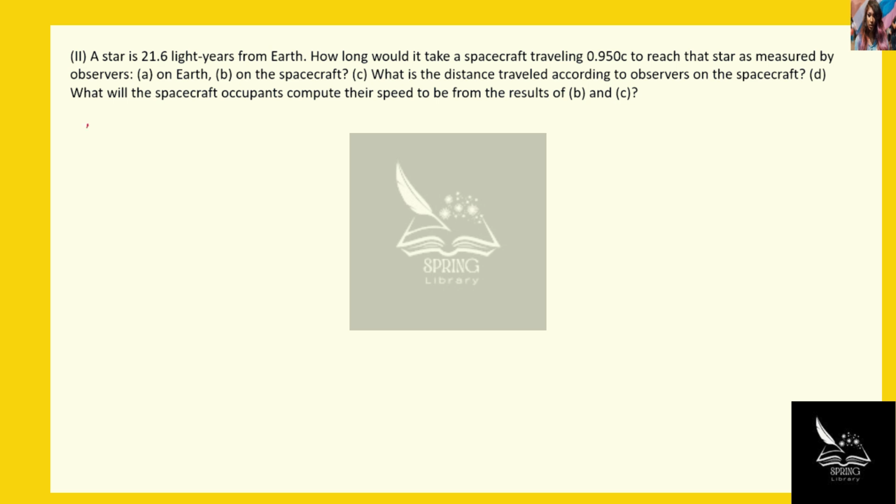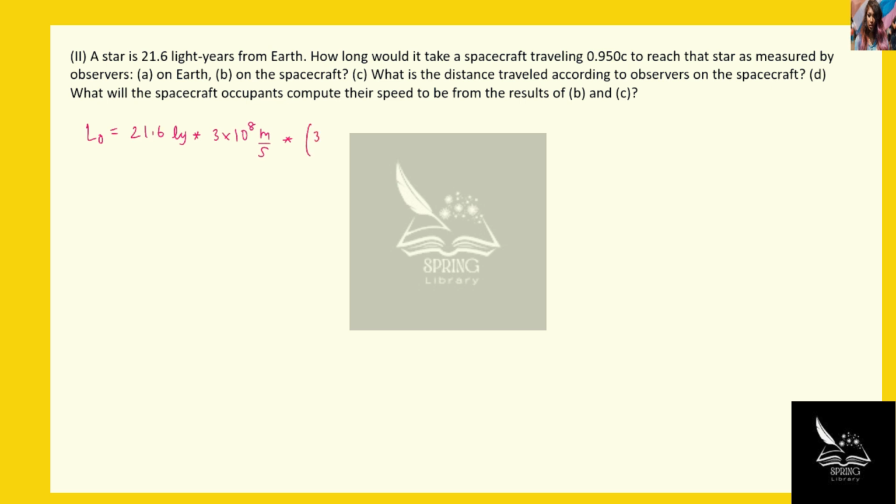So the first thing we need to do is take our distance, L naught, of 21.6 light years. That is a distance, friends, and we need to calculate it in meters. How do we do that? Remember that a light year is the distance that light travels in 1 year. So we can take its speed in meters per second and then multiply by the number of seconds in a year.